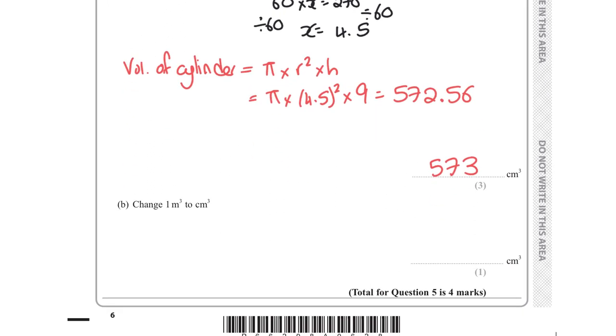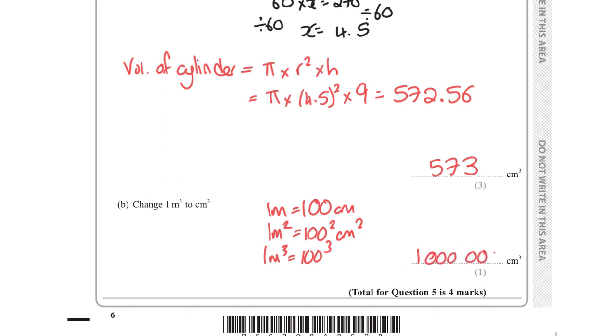Okay, the next question wants you to change 1 meter cubed to centimeters cubed. Now, we know that 1 meter is equal to 100 centimeters. So 1 meter squared is 100 squared centimeters squared, and 1 meter cubed is 100 cubed. So 100 cubed gives you 1 million. So it would be 1 million centimeters cubed.